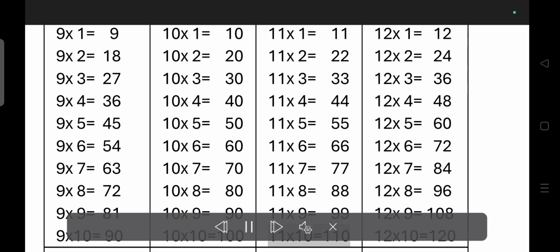11 times 10 is equal to 110. 12 times 1 is equal to 12. 12 times 2 is equal to 24. 12 times 3 is equal to 36. 12 times 4 is equal to 48. 12 times 5 is equal to 60.